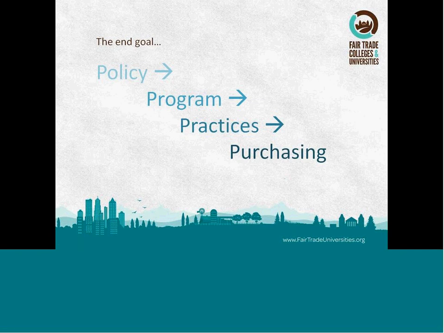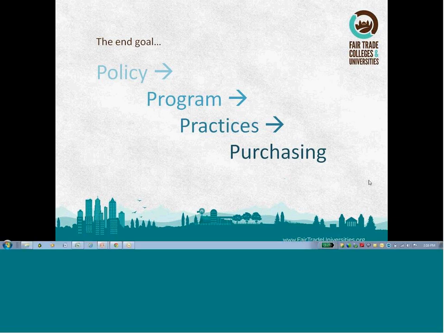And that means that when you're working on policy, you want to keep the end goal in mind. You want to make sure that what you're getting at is easy implementation. And that can take a lot of thinking during the policy process, and we hope that the materials we have provided for you will help you think through these 4 steps so you can make sure you get to the purchasing you want to see. Next slide.